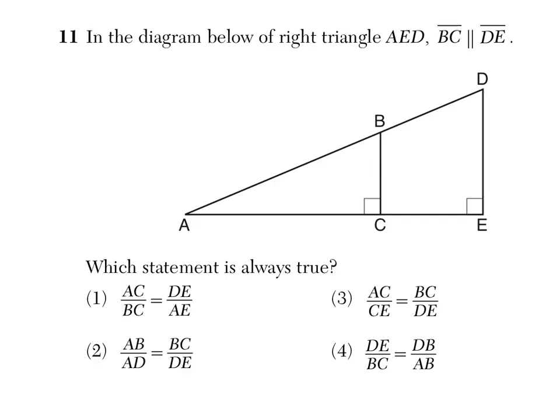Let's take a look at question number 11. The diagram below, right triangle AED, it says that BC is parallel to DE. Which statement is always true? And I see 4 sets of proportions. That means that we're going to have to set up and determine similarity between this small triangle and this big triangle. How are we going to go about doing that?